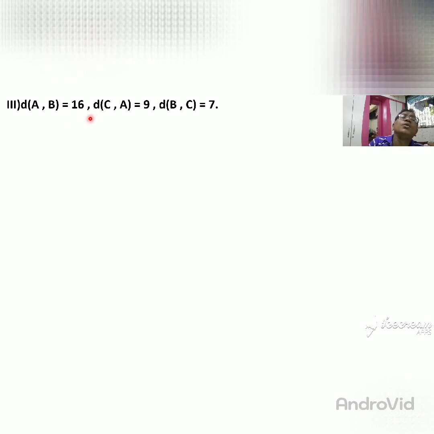So we can write 16 on the left-hand side. If the sum of distance C comma A and distance B comma C is equal to distance A comma B, then there is betweenness and the points are collinear. So we want to check it. We write the bigger number first, so distance A comma B is equal to 16. Then which two distances remain? Distance C comma A and distance B comma C remain.